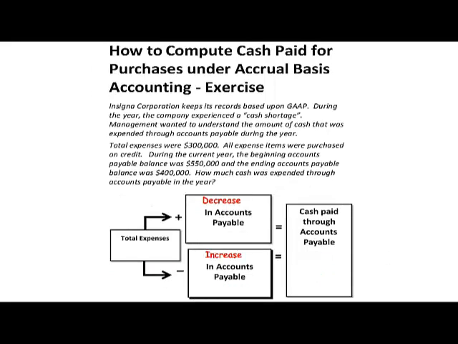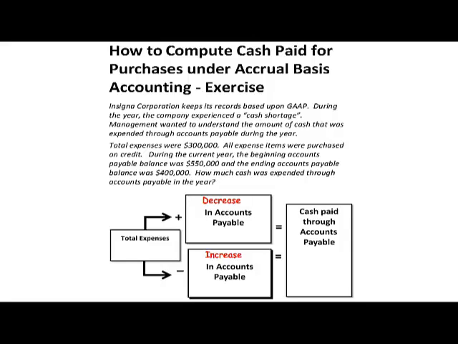Okay, one more slide, and this will be utilizing a story problem. Again, the trick of the story problem is trying to extract the right amounts from the words. So Insignia Corporation keeps its records based upon generally accepted accounting principles, and that's a code word for accrual basis accounting. During the year, the company experienced a cash shortage. Management wanted to understand the amount of cash that was expended. In other words, how much cash actually flowed through accounts payable during the year.